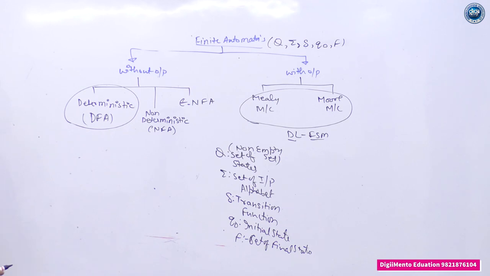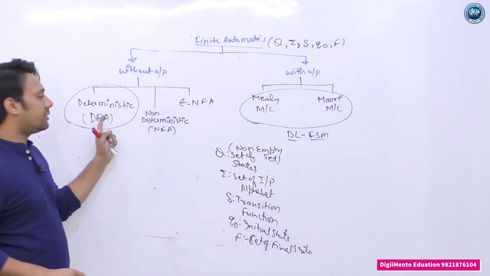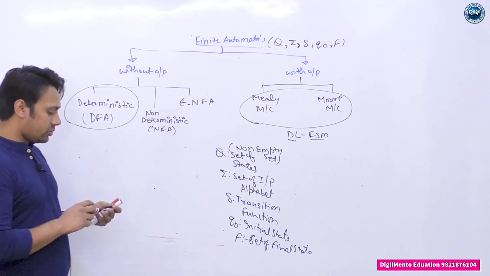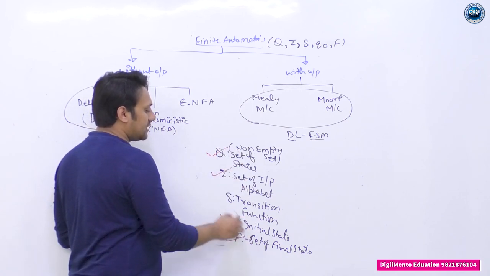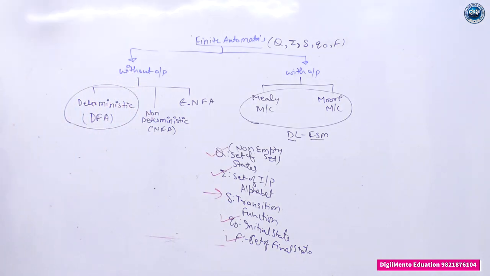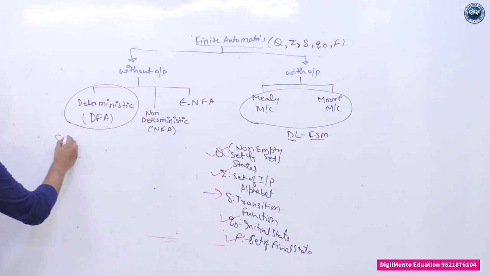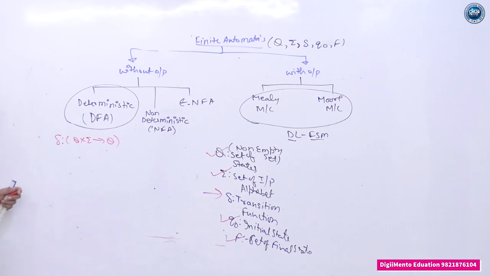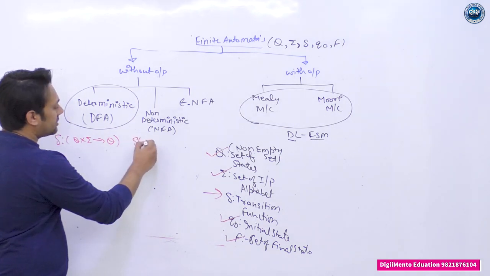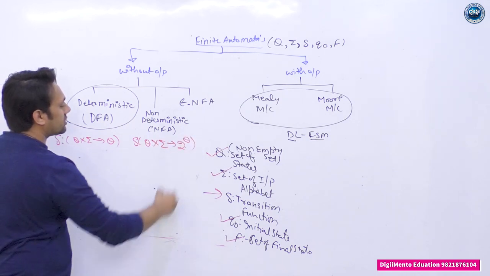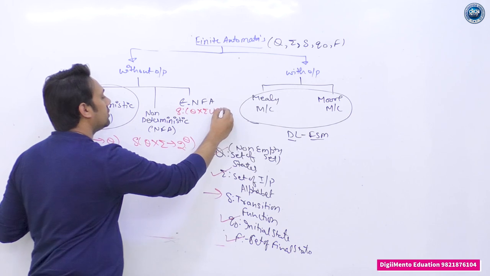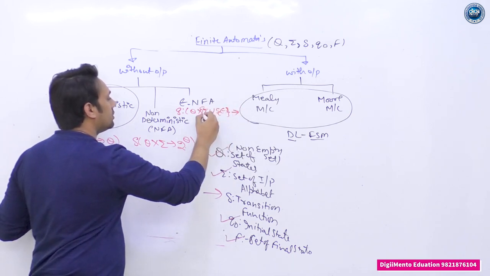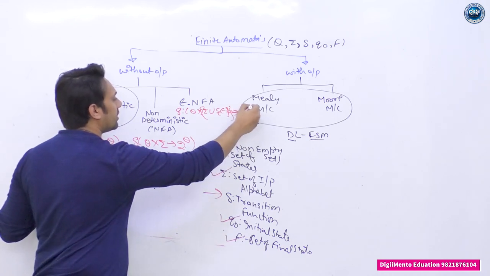When I discuss deterministic finite automata and non-deterministic finite automata, in all these three cases, whether it is deterministic, non-deterministic, or epsilon non-deterministic, Q is the same, summation is the same, Q0 is the same, F is the same. The only thing that changes is the delta function. In deterministic finite automata, delta is Q cross summation takes us to Q states. In non-deterministic finite automata, delta is Q cross summation takes us to 2 raised to power Q states. In epsilon NFA, delta is Q cross summation union epsilon takes us to 2 raised to power Q states.